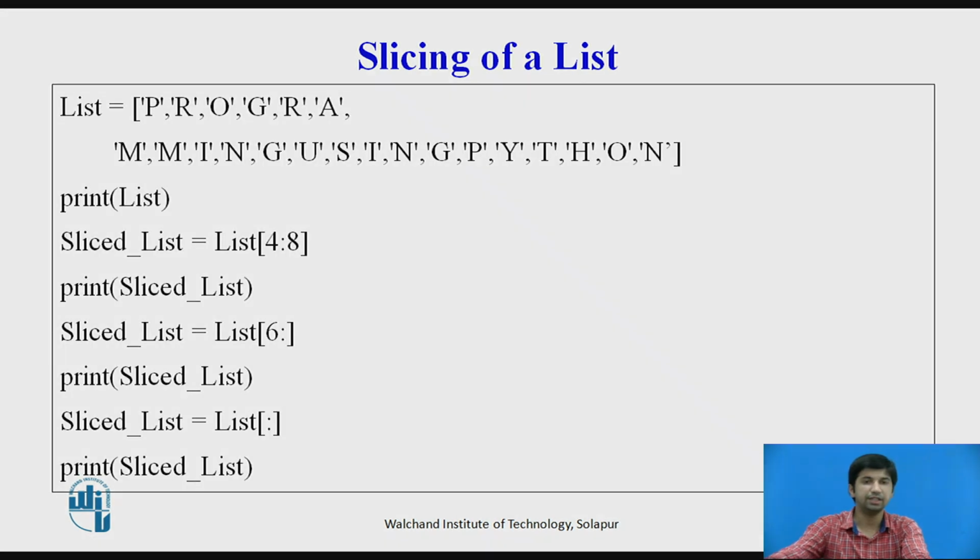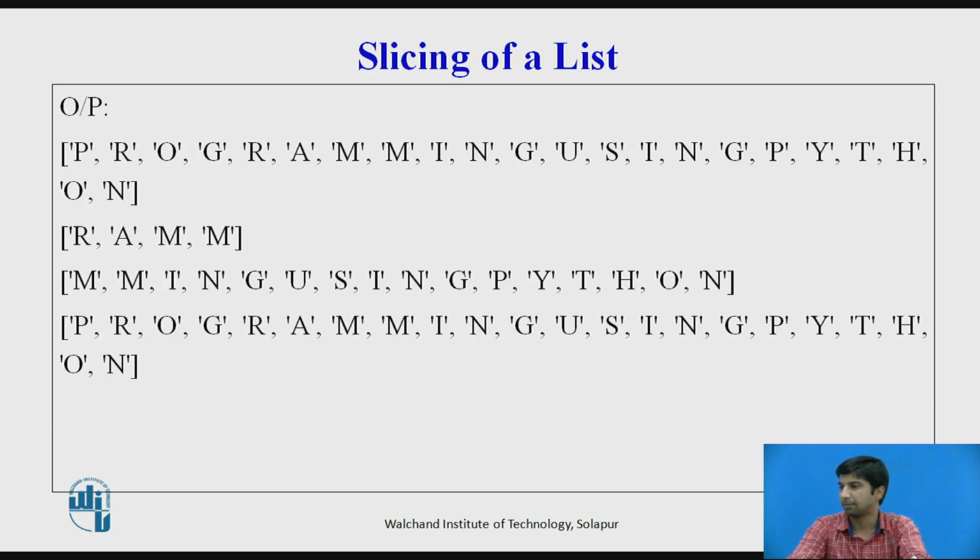Now here they have put a program. Here I have created a list called list, programming using Python. I have created all these things as separate characters. Print list, slice list, list 4 to 8. What is 4 to 8? 0, 1, 2, 3, 4. So it should go for RAM. R to 8, 5, 6, 7. I should not be printed. Let's check the output. RAM. Correct. This is your first output.